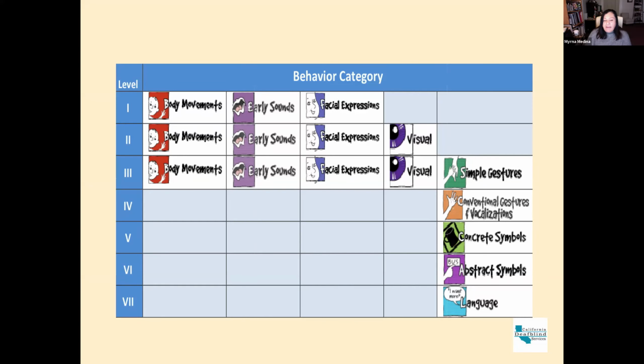Norman, I think, went from body movements, early sounds, facial expressions, the visual. He usually turned to a sound or some vision that he might have had, and used simple gestures and vocalization. Sometimes when he was sitting and I was going by him, he would make a sound to call me. So he would do that.